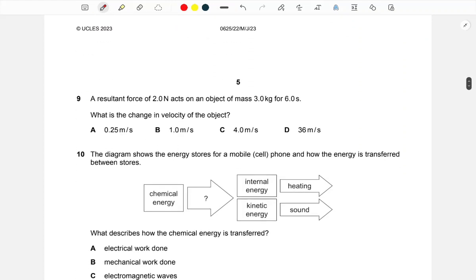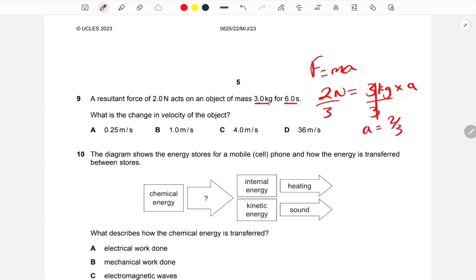Number 9. A resultant force of 2 newtons acts on an object of mass 3 kg for 6 seconds. What is the change in velocity of the object? To calculate the change in velocity, first we have to find the acceleration. We know that force is equal to mass times acceleration. So we're given the force, which is 2 newtons, and the mass, which is 3 kilograms, and we don't have the acceleration, so just times a. Divide both sides by 3. So acceleration is 2 over 3.